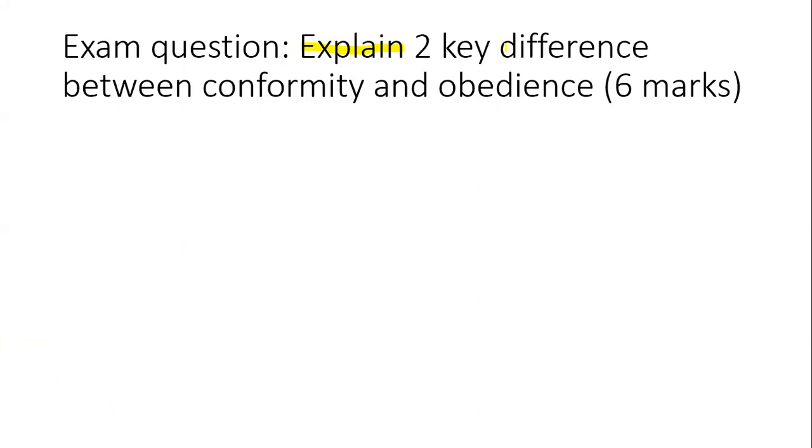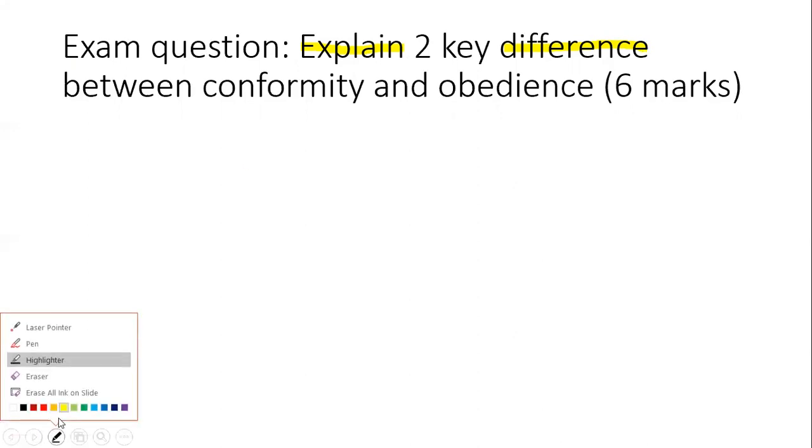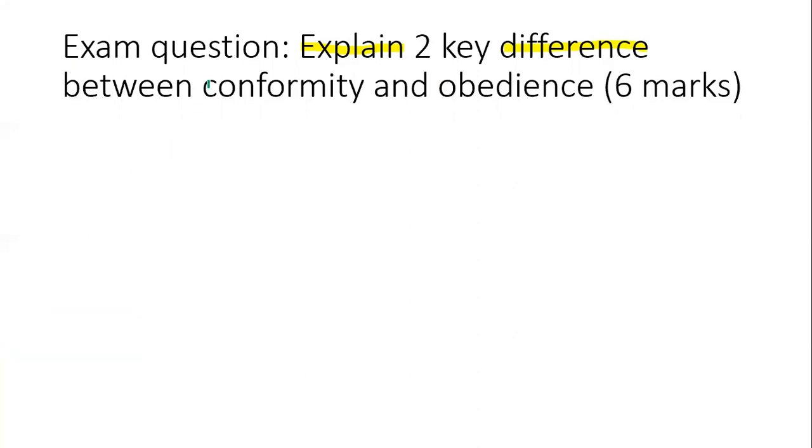But another word that's giving us an instruction is the word difference. It wants us to explain the difference. It doesn't want us to tell us what they are. This question is asking us to explain a difference. In this case, it's actually asking us to do two differences. Now, if we're looking at what the topic area is, we can see that we've got conformity and obedience. So that's our topic area. So the difference has to be between conformity and obedience.